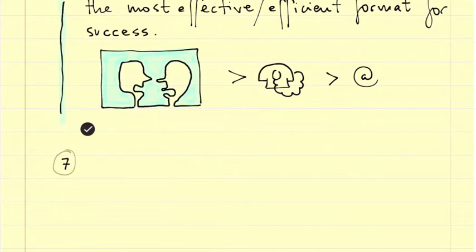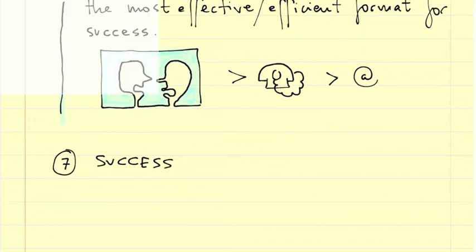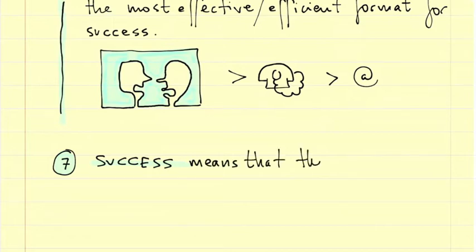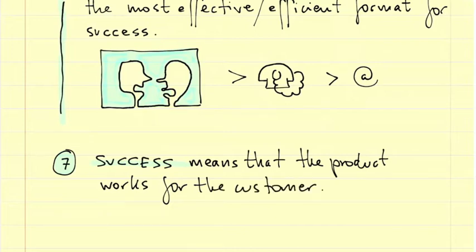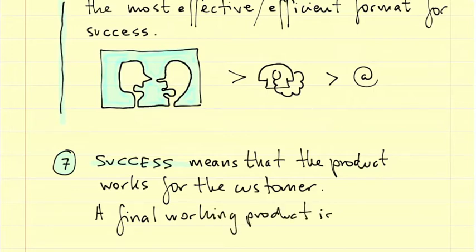Number 7, success. Success means that the product works for the customer, which means that a final working product is all that matters.